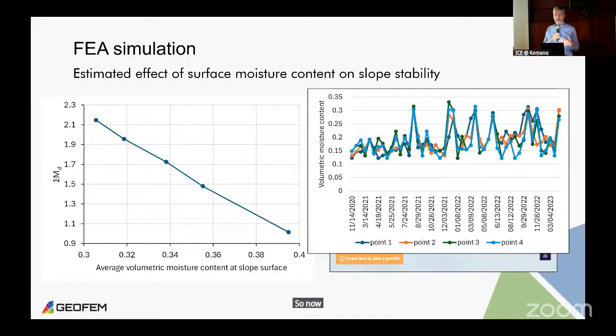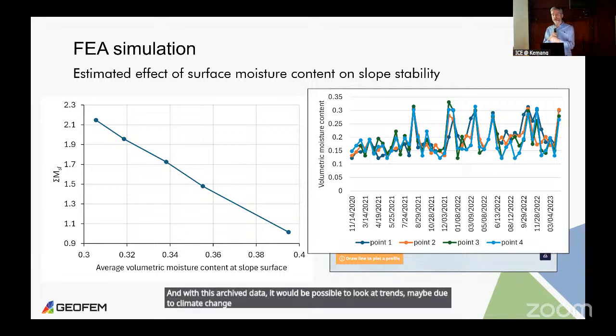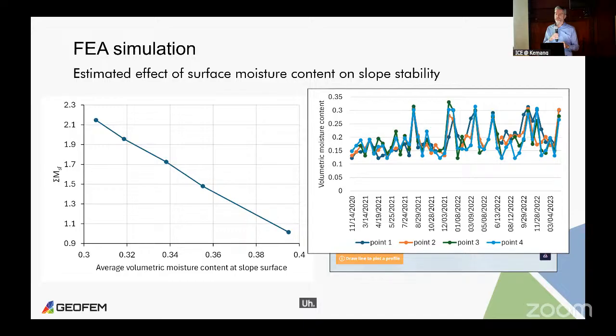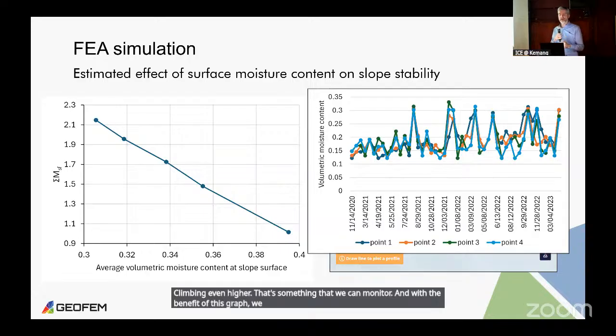So now we have a much more complete assessment of the stability of this slope, based on data of moisture content over recent years, rather than basing it on a single moment that the conditions were measured. And with this archive data, it will be possible to look at trends. Maybe due to climate change, we're going to get more extreme weather events, and we'll see perhaps the moisture content climbing even higher. That's something that we can monitor. And with the benefit of this graph, we have an idea of that effect on the stability of the slope.